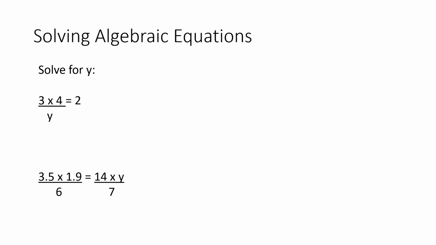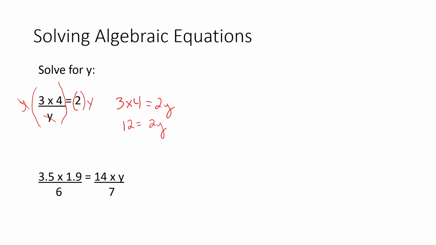So now we look at this one. Solve for y. So we have y at the bottom here, so if I multiply this whole side by y, that'll cancel out the y on that side and allow me to move the y up. So then I'm going to multiply this side by y, and we end up with 3 times 4 equals 2y. So now I can solve this multiplication, 3 times 4, and that gives us 12 equals 2y.